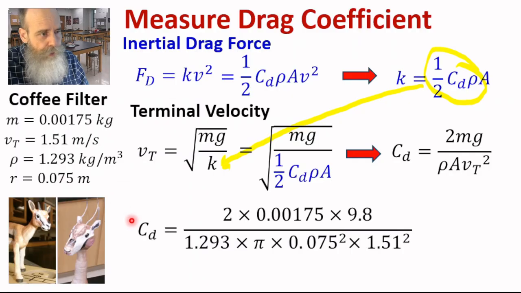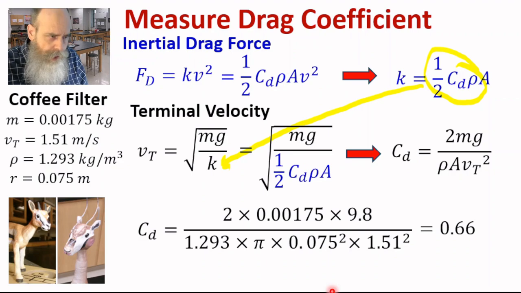Okay, so let's put those numbers into this expression. 2 times the mass, 0.00175, times g, 9.8, over density of air, 1.293, times pi r squared, so pi r squared is the cross-sectional area, times 1.51, Vt squared. And this is what we get, 0.66. Do you think this makes sense?